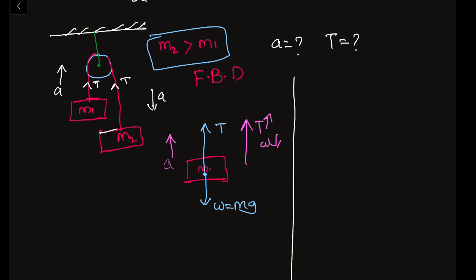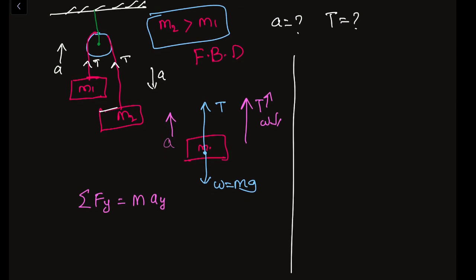In this case we have to write the sum of all forces along the y-axis is equal to the mass of the body times the acceleration along the y direction. Tension is more, so T minus m1g is equal to mass m1 times acceleration a. It is equation 1. Okay, got it, children?